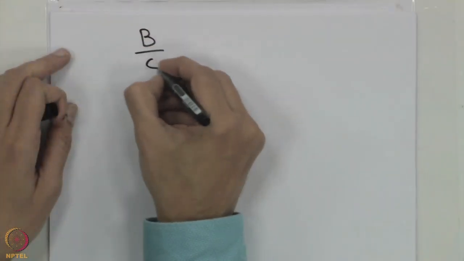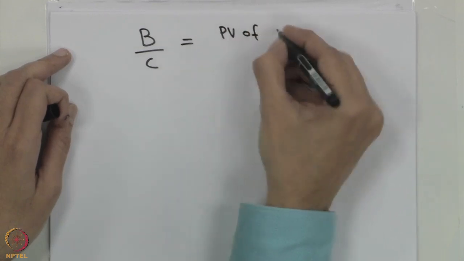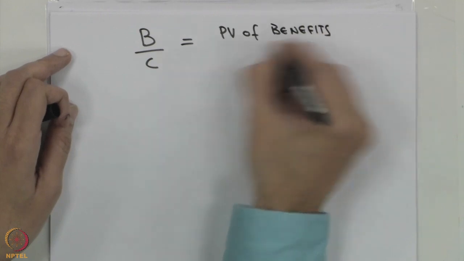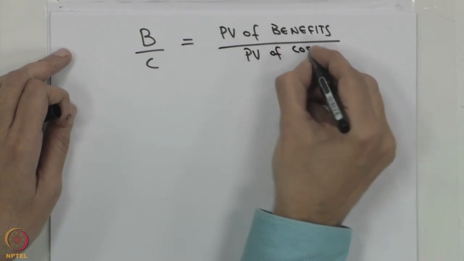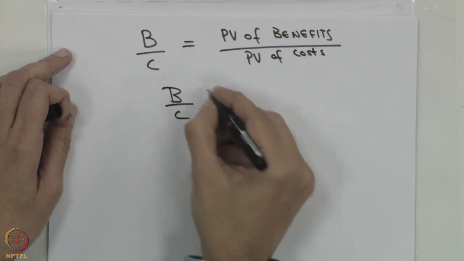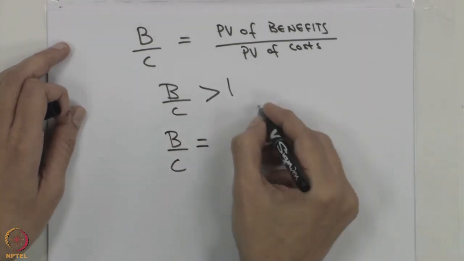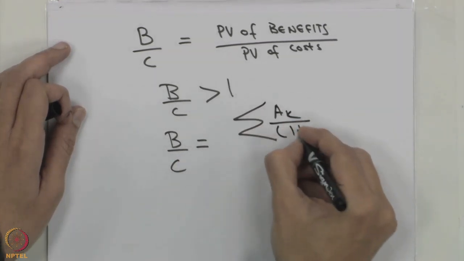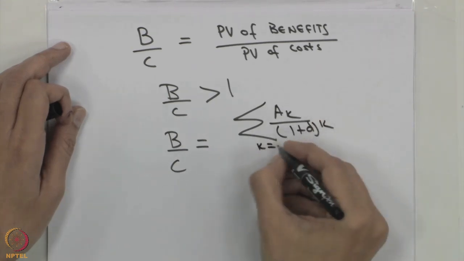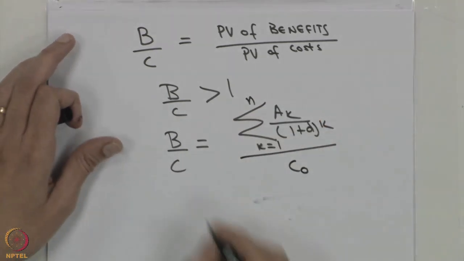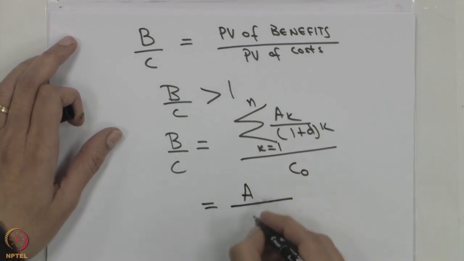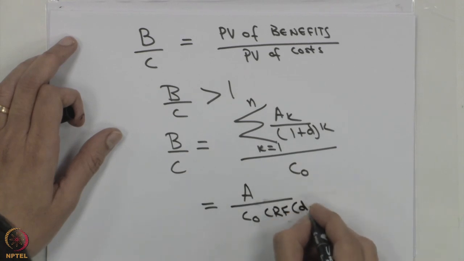Another possibility: instead of looking at the net present value, which is the present value of benefit minus the present value of cost, some companies use the indicator called the B by C ratio, which is the present value of benefits divided by the present value of costs. And the criterion is that B by C must be greater than 1. Benefits must exceed costs. So this B by C ratio will be nothing but the sum of AK by (1+d)^K, K equal to 1 to N, divided by C0. And in the case of constant cash flows, this will become A by C0 times CRF(d, N).